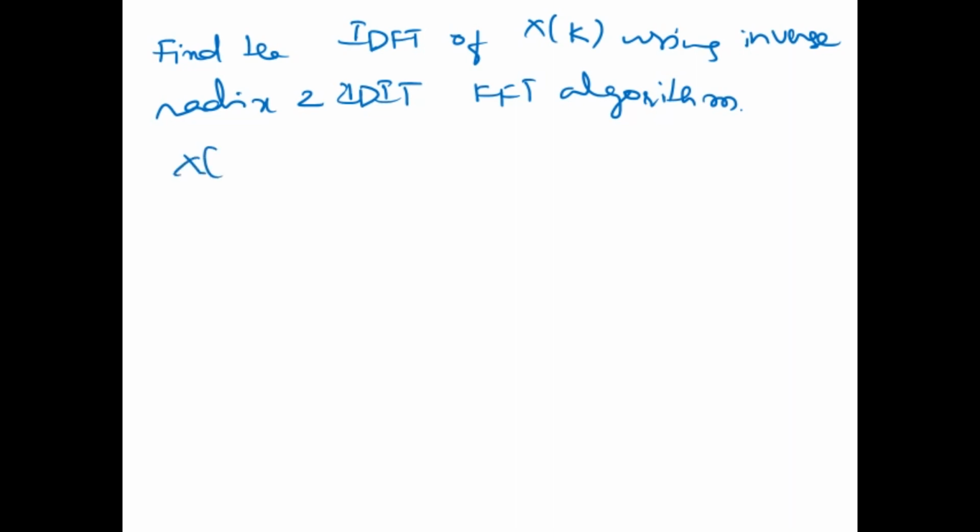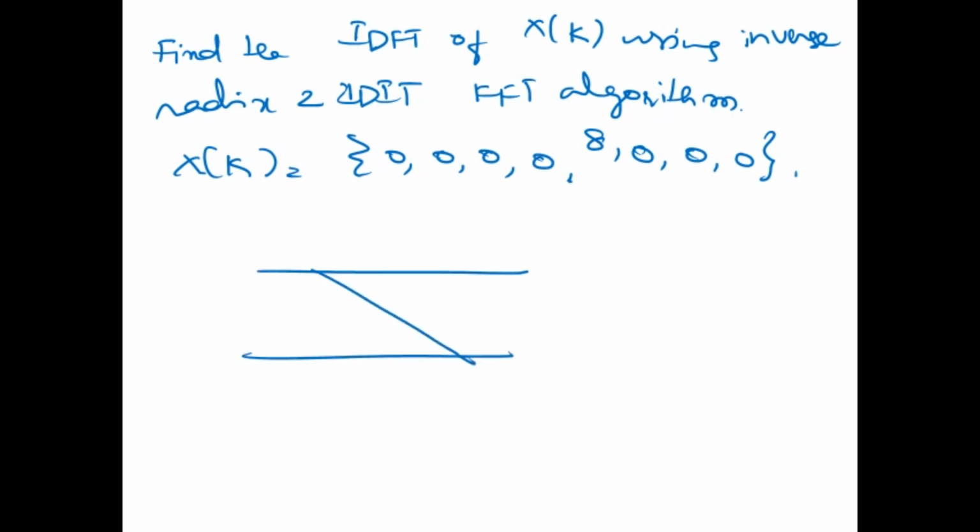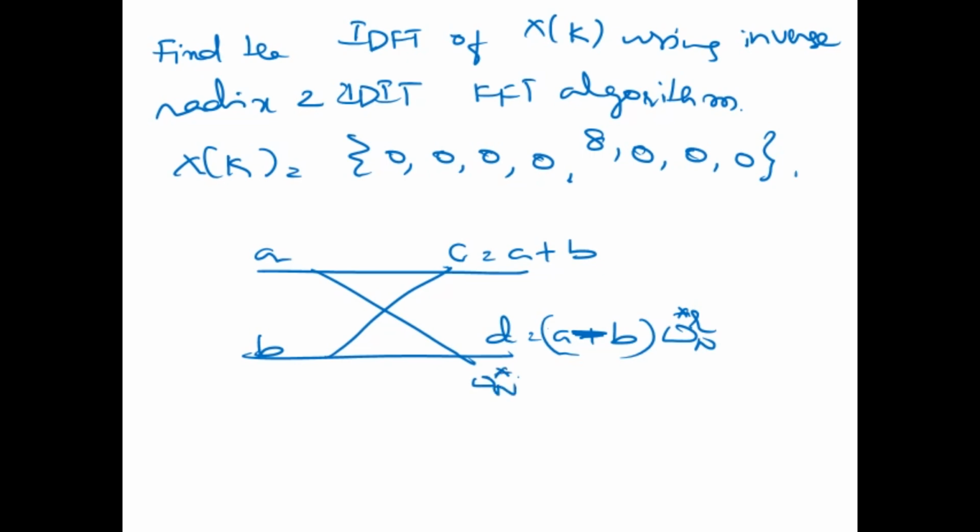X of k is given as 0, 0, 0, 0, 8, 0, 0, 0. So the butterfly diagram will be: A, B, C, where C is equal to A plus B, and D is equal to A minus B multiplied with omega n of star R. Here it is multiplied with omega n of star R, and the twiddle factor should be multiplied by minus 1. Let us write the butterfly diagram for the given problem.